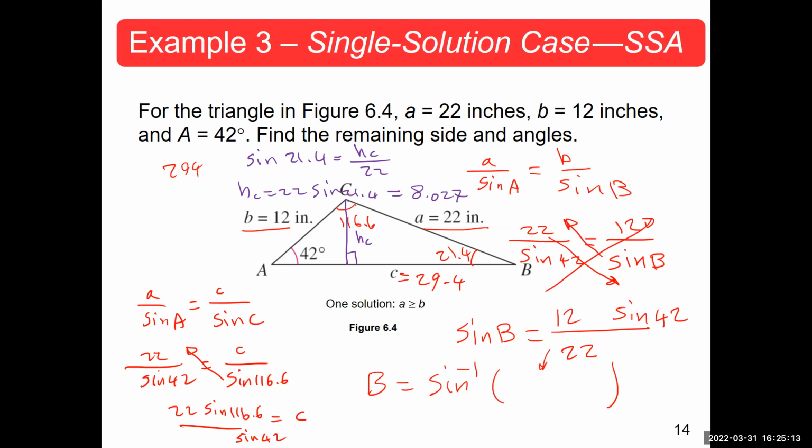Now, we got this number 8. Now, what's the area? Equal half times 8.027 multiplied by the base. What is the base value? The base is always connected with the height. That's the height, that's the base, C, that's 29.4. That's it, we got the area.